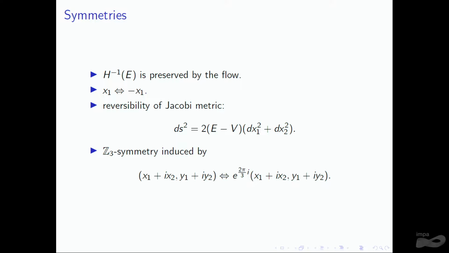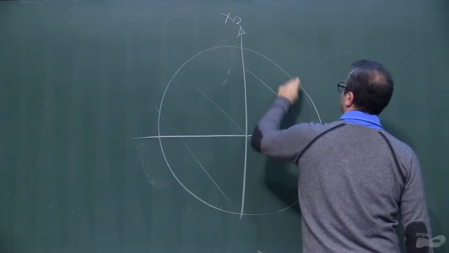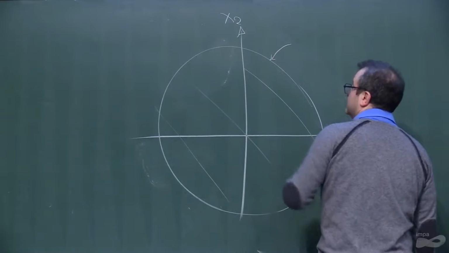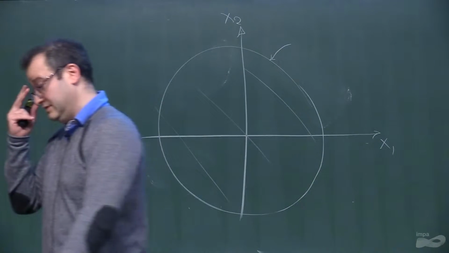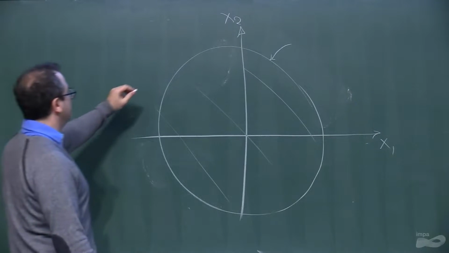This is one symmetry. The other symmetry is the reversibility, because, for instance, suppose that we fix the energy and we project the energy level to the x1, x2 plane. This is the Hill region. Let's say that this is the projection of the energy level to the plane, and let's say it's a disk. This is what's going to happen in the case that we study the system here. And there is the interior. The boundary is called the zero velocity curve.